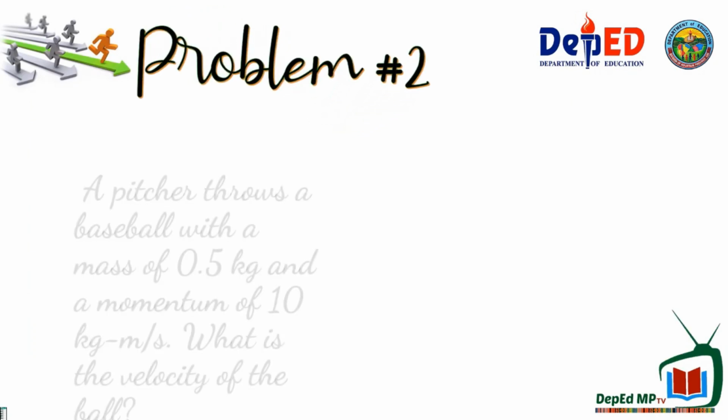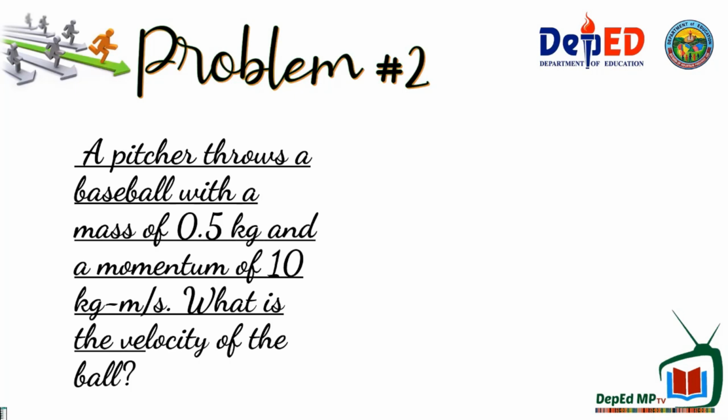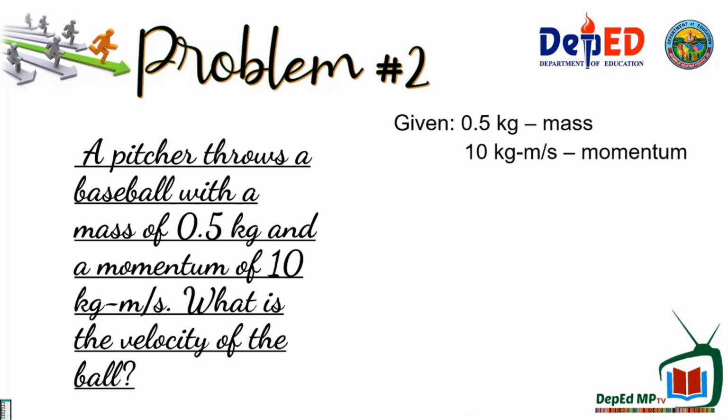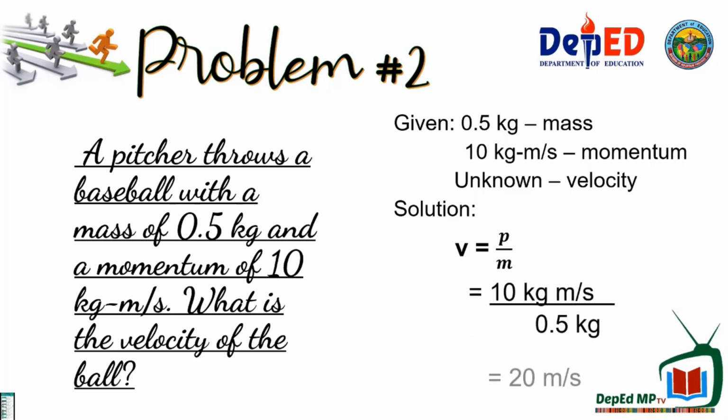Let us try problem number 2. A pitcher throws a baseball with a mass of 0.5 kg and a momentum of 10 kg-meter per second. What is the velocity of the ball? 0.5 kg is the mass, 10 kg-meter per second is momentum, unknown is the velocity. Solution. V is equal to P divided by M, wherein P is the 10 kg-meter per second divided by 0.5 kg equals 20 meter per second.